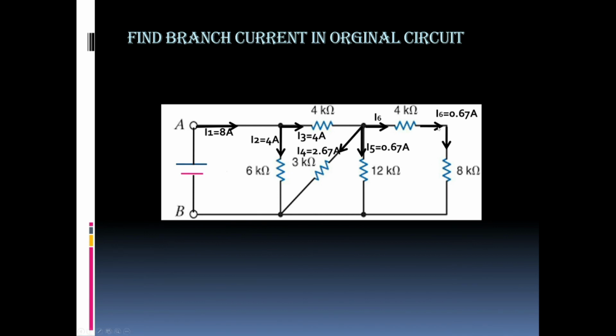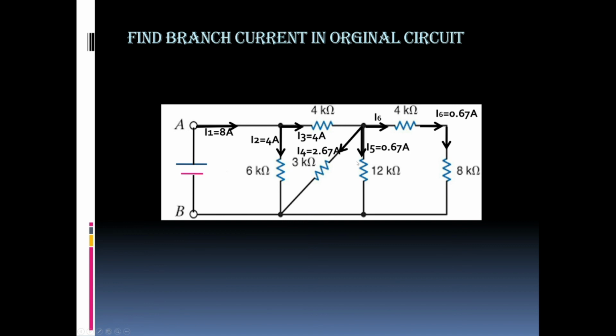This is the original circuit. Here we have the I6 value. We know it was 0.67. The I6 flows through both the 4 and 8 kilo ohm resistors. So now we have marked the current in all the branches. As you can see, I1 we know is 8 ampere, I2 is 4 ampere, I3 is 4 ampere, and then I4 is 2.67, I5 is 0.67 ampere, and I6 is 0.67 ampere.